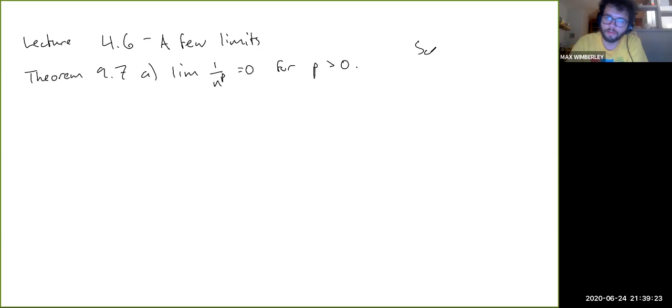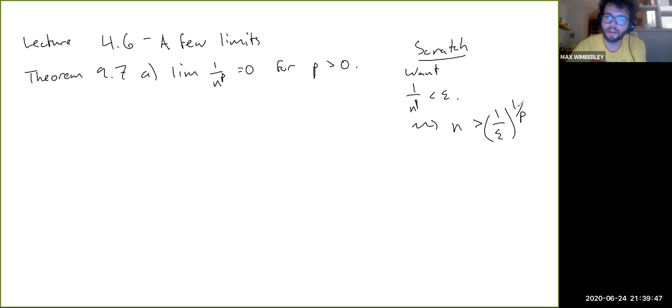So let's just do a little bit of scratch work. Hopefully you're getting used to this process by now. Basically, we want 1 over n to the p to be less than epsilon, right? So you can just solve this for n. This means that n needs to be greater than 1 over epsilon to the 1 over p power. Again, right now this only makes sense for rational powers, but it will make perfect sense after you define what it means to take a real power.